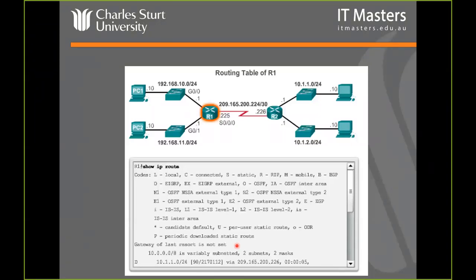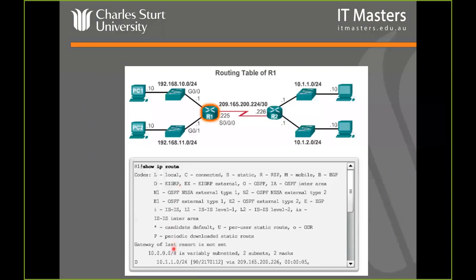That's the gateway of last resort. So that's basically the network that the router will send packets to if it has no idea where to send a route. And then secondly, this line down here, we can see it's got a D at the start. If we look in our table here, that signifies that it's an EIGRP route. So we can see that this router is configured with dynamic routing using EIGRP.